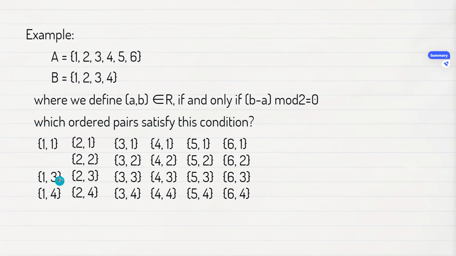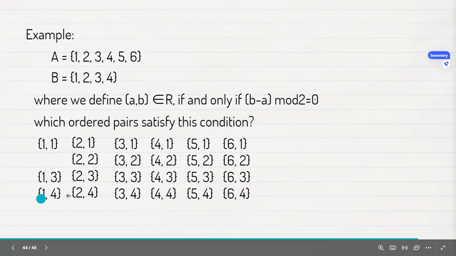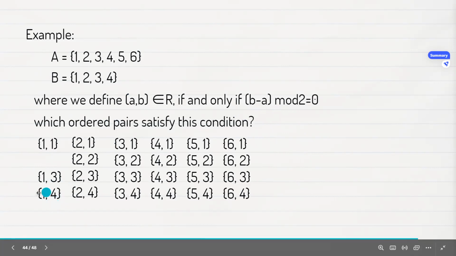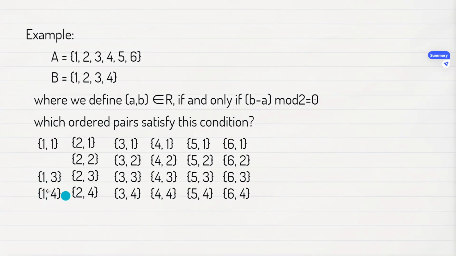Now the third: 3 minus 1 is equal to 2. When divided by 2 is equal to 1 and gives us no remainder, which means that this can be considered a relationship. However, 4 minus 1 is 3, and when divided by 2 gives us the remainder of 1, and as such cannot give us a satisfied ordered pair, which means it has to go.